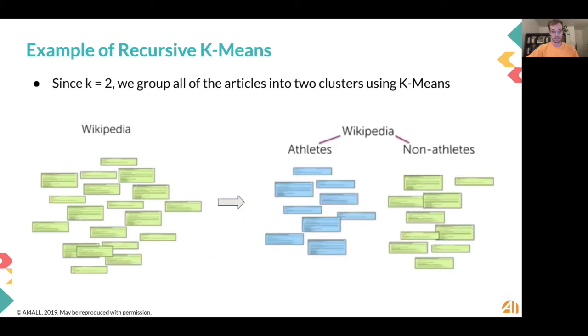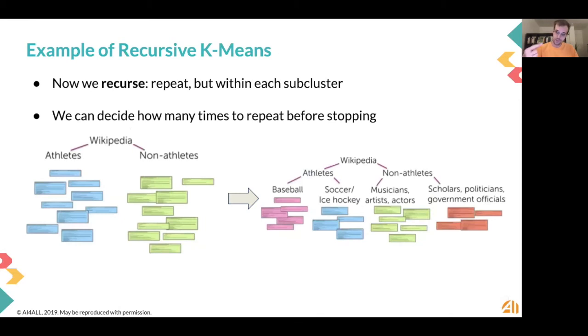Now, suppose that all of those articles of people on Wikipedia turn out to divide basically into what appears to be athletes and non-athletes. This is the maximally distinctive clustering cut you can make. Now you recurse. You repeat within the group of athletes, you can subdivide, and maybe you come up with basketball players and soccer and ice hockey players. And similarly, you recurse within non-athletes, and you come up with these different clusters.